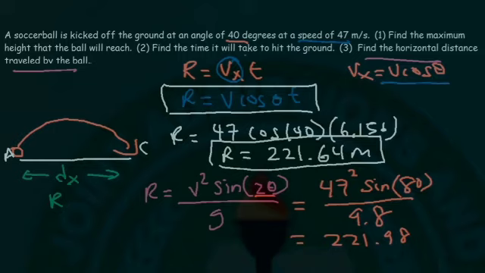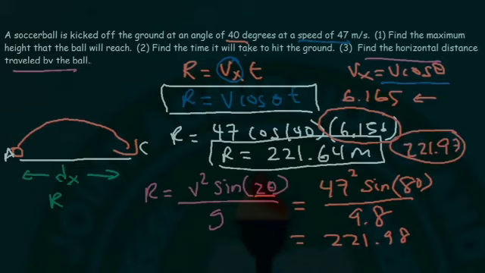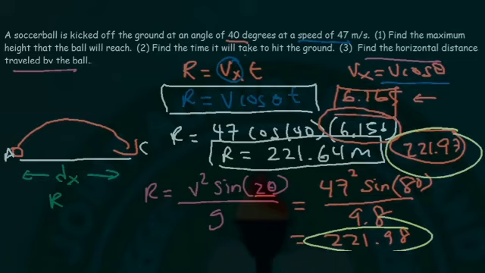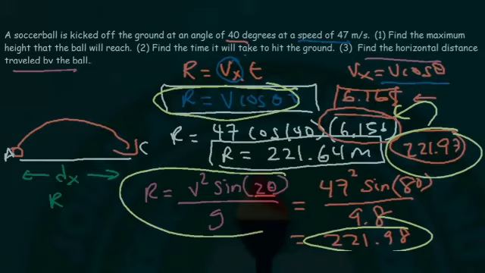I know why. I used 6.156. I believe it was 6.165, because the rounded answer was about 6.17. So that could be my fault. So 47 cosine 40 times 6.165. Yeah, it should be 221.97 if you use this answer. So yeah, these two pretty much are the same. Okay, so that's two ways that you can find a range. If you know the time, just use this equation. If you don't know the time it takes for it to fall back to the ground, use this.